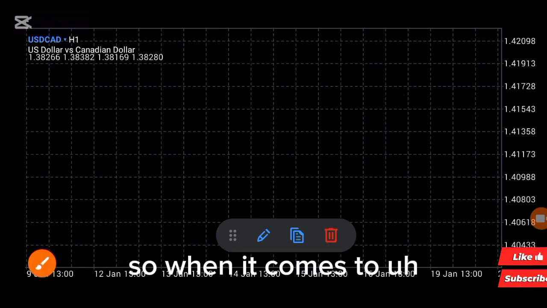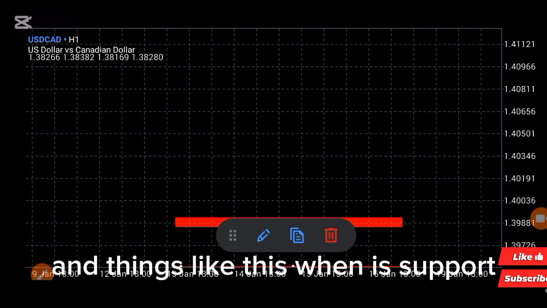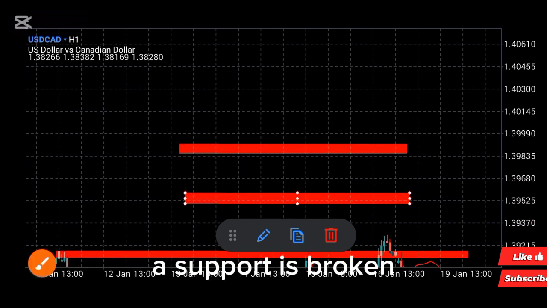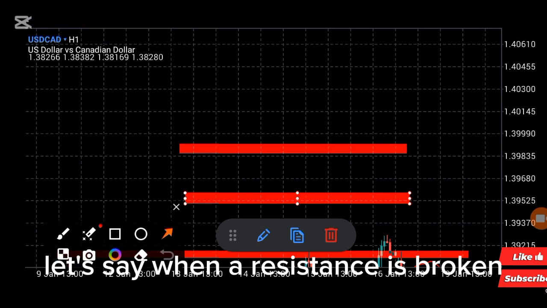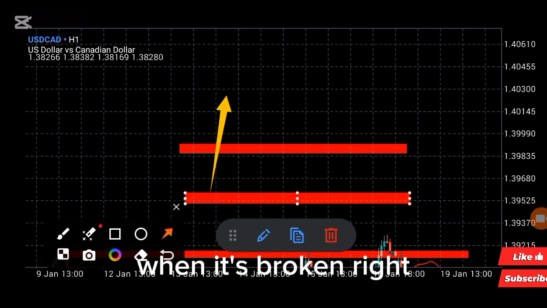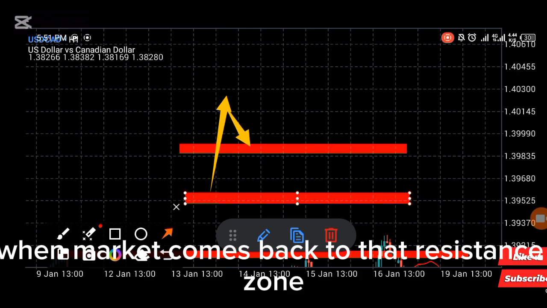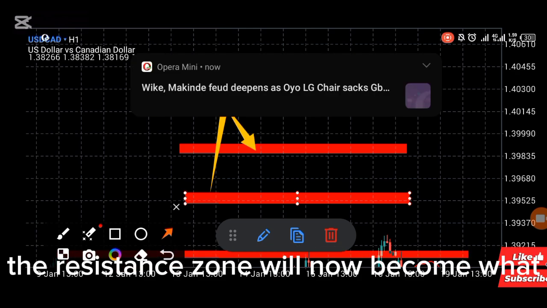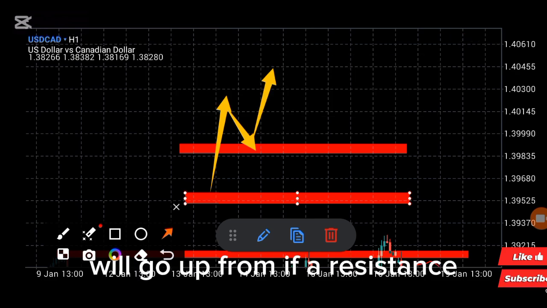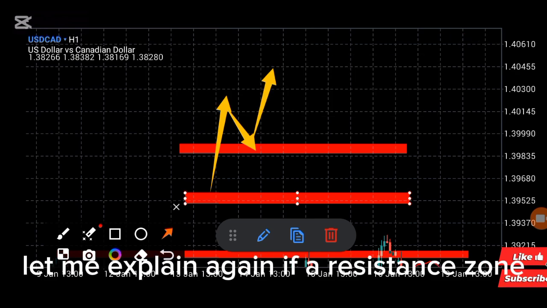So when a support is broken, or let's say when a resistance, the upper part, is broken, right? When the market comes back to that resistance zone, the resistance zone will now become what? A support where the market will go up. Let me explain again.